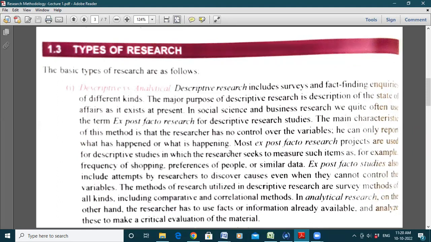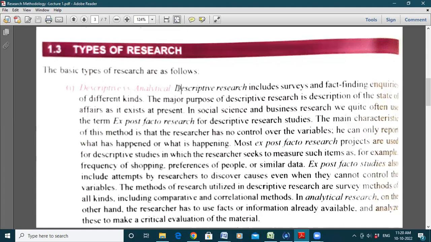Now coming to the types of research. First, descriptive versus analytical. Now, descriptive research includes surveys and fact-finding inquiries of different kinds. মানে কি হৈছে descriptive research to survey include करा है और fact-finding inquiries include करा है.